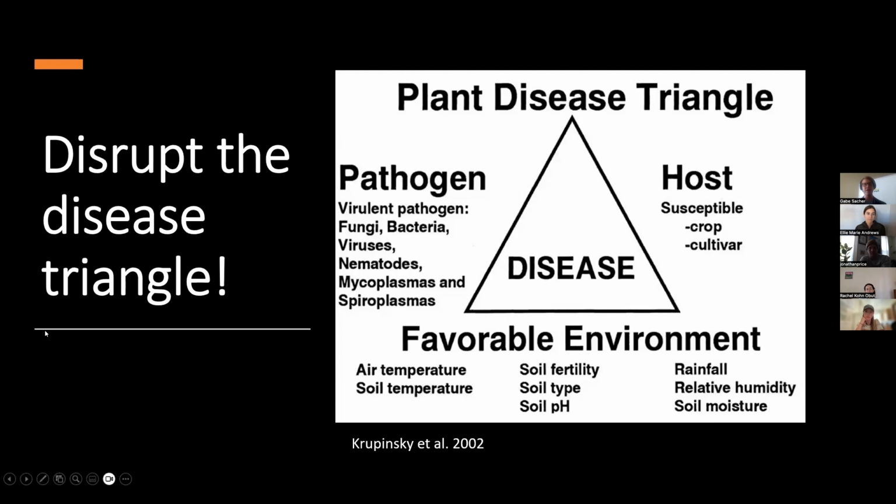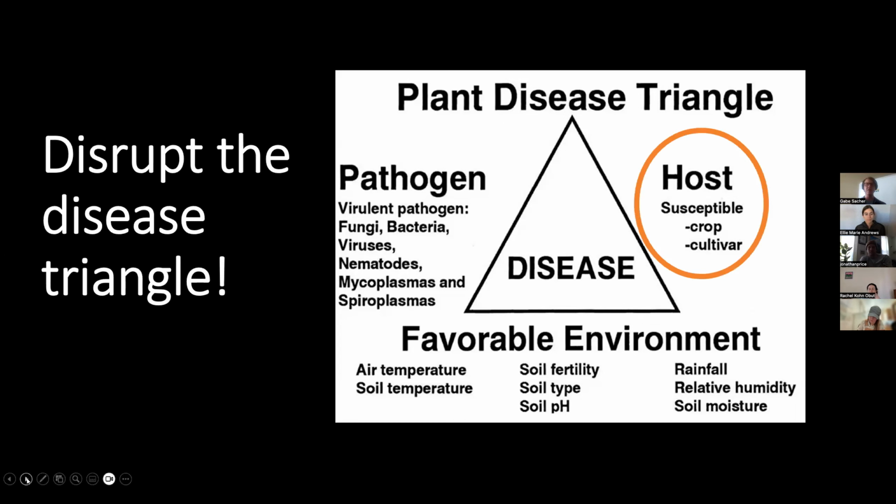All right, now I'm going to start the management section of the talk. And I'm really going to be hitting here on disrupting the disease triangle. So for any plant disease to occur, it has to have a susceptible host, there has to be a pathogen present, and then the environment needs to be favorable to that pathogen. And so by interrupting any of these parts of the disease triangle, we can make the disease less bad. And I'm going to start here with the host.